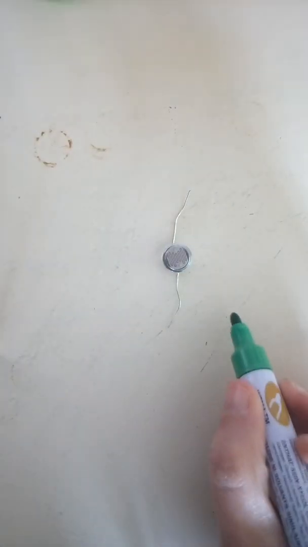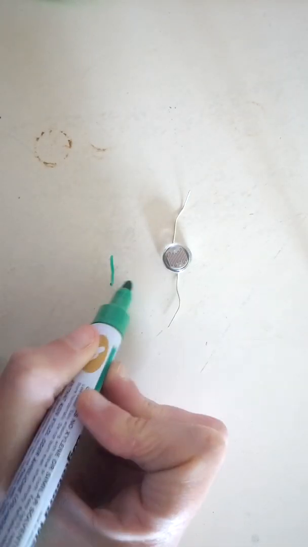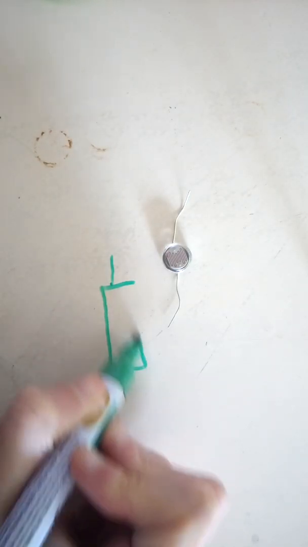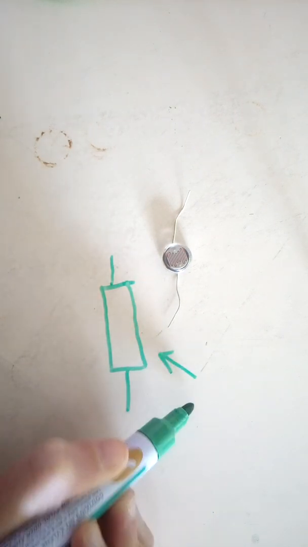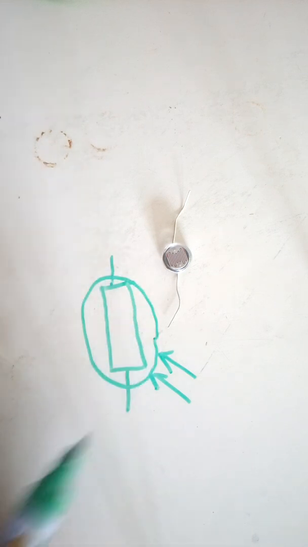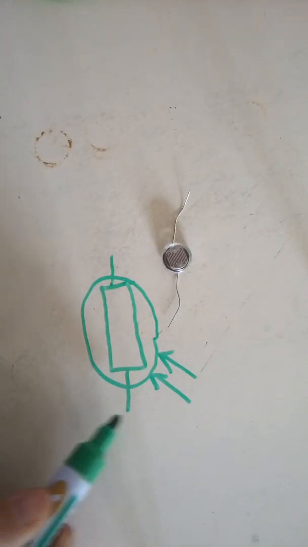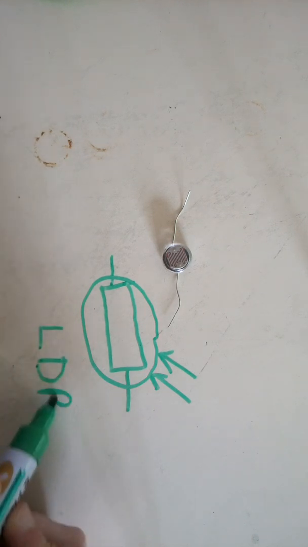If we want to draw a circuit diagram of a light dependent resistor, first of all, it is a resistor, so we start with just the general resistor shape. But it's light dependent, so we use arrows to show light, and quite often it's got a circle drawn around it. Okay, so that's a light dependent resistor, otherwise known as an LDR.